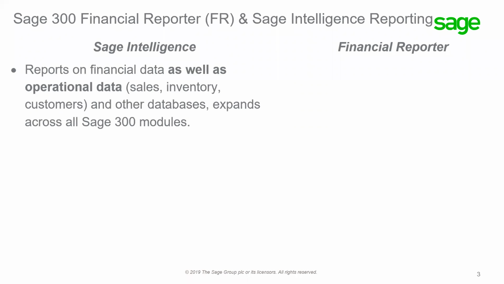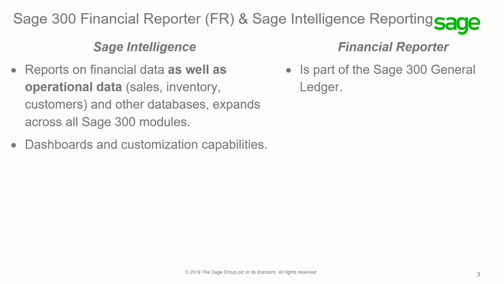So Sage 300 Financial Reporter and Sage Intelligence. First of all, Sage Intelligence reports on your financial data as well as operational data. I'm going to go through all of this in the presentation, but it's important to know that not only do you have financial reports available in Sage Intelligence, but there are sales, inventory, and other reports that I'm going to show you throughout this webinar as well. And you can report off additional Sage 300 modules. Financial Reporter is part of the Sage 300 General Ledger, so it's those reports that are available from that perspective. Now, Sage Intelligence also has dashboards and the ability to customize your reports.